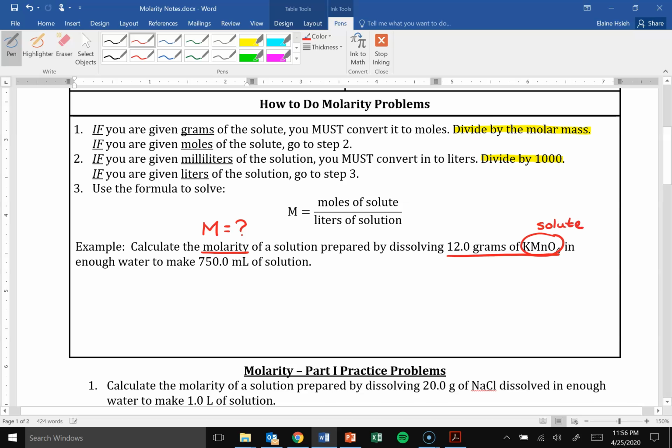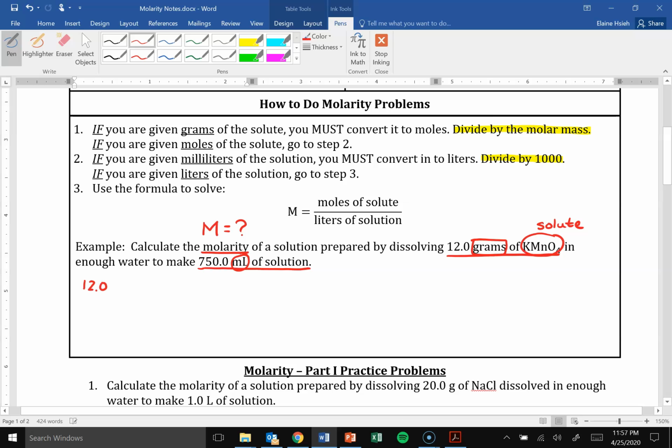Now notice we're given grams, so I need to convert that to moles. And it says also 750.0 milliliters of solution. So that's our volume of solution, but that is in milliliters, so I need to convert that to liters. So I can already tell that I'm going to have to follow all 3 steps. Okay, so the first step is to convert the 12 grams of KMnO4 to moles. So I'm going to do this real quick right here.